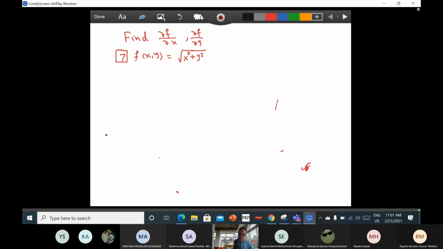I choose some of the exercises randomly, but depending on different ideas. So let's go for this one. Find the partial derivatives, partial f by partial x and partial f by partial y, for the function of two variables x and y, the square root of x squared plus y squared.